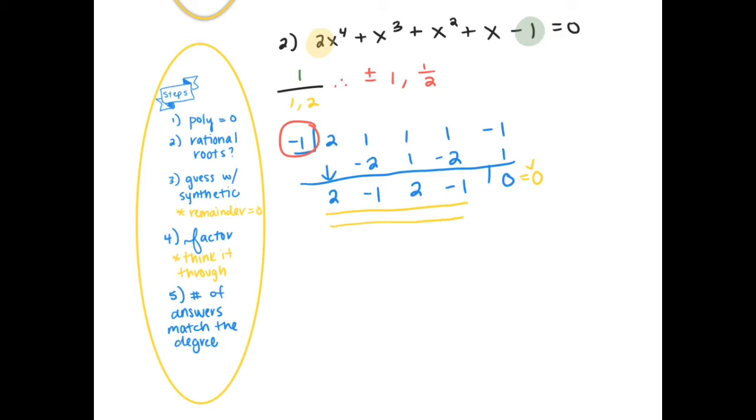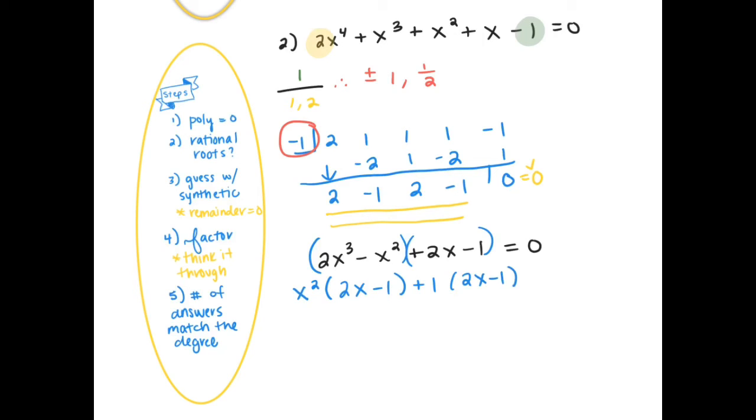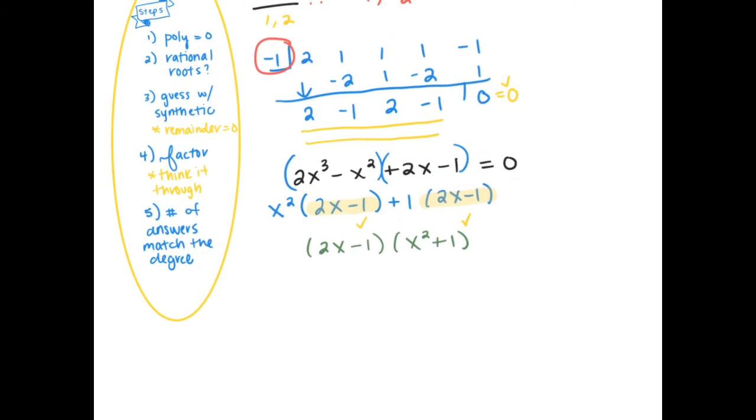Once you find one that works, skip to step 4. Write down your new polynomial, 2x cubed minus x squared plus 2x minus 1. Now factor. Since this is 4 terms, we're going to factor by grouping. Take out a GCF from each one, and don't forget about your checkpoint. Double check that the binomials match. They do. So I have 2x minus 1 and x squared plus 1.